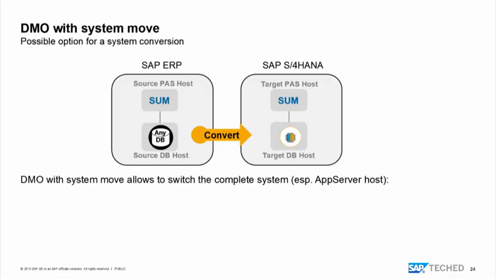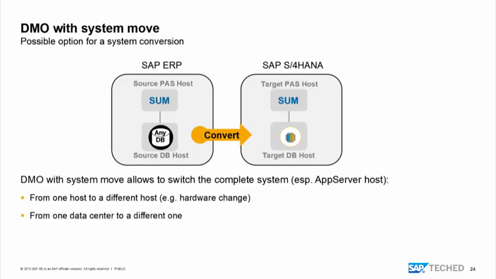In the plain conversion, the application server remains stable, but you may consider to use this to switch the complete system. For example, you would like to use the downtime to exchange your hardware, so moving to a different host, or you may consider to move your system from one data center to a different data center, which is not supported for plain DMO due to latency issues, or you may even consider to move your on-premise system into the cloud. But if I say cloud, let's be careful.